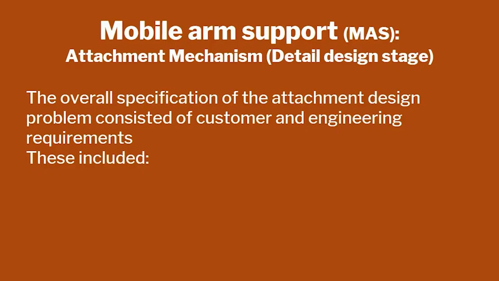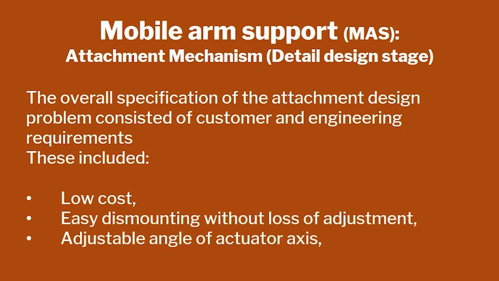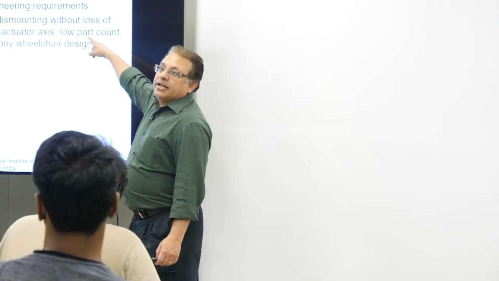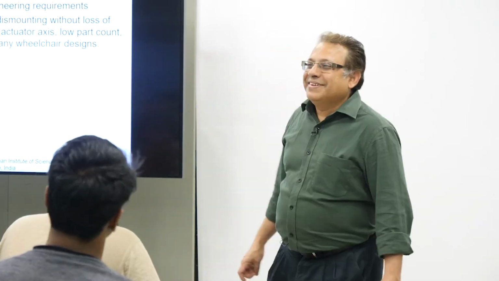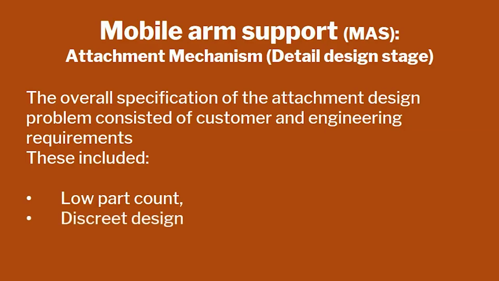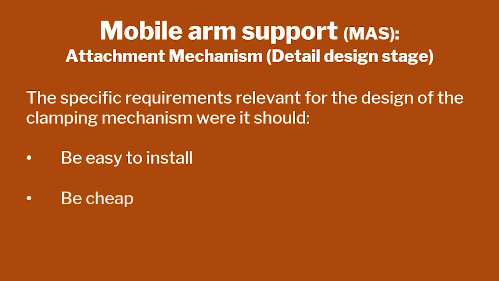Now with respect to that component, we are now designing components because we are in the detailed design stage. The component must cost low, it must be easy to dismantle without loss of adjustment, and the angle of the actuator axis should be possible to adjust. The number of parts should be low. Why? Because it's roughly proportional to the cost. The design should be discreet, it should merge into the rest of the design, and it should fit many wheelchairs. Easy to install, cheap, pleasing aesthetics and so on.